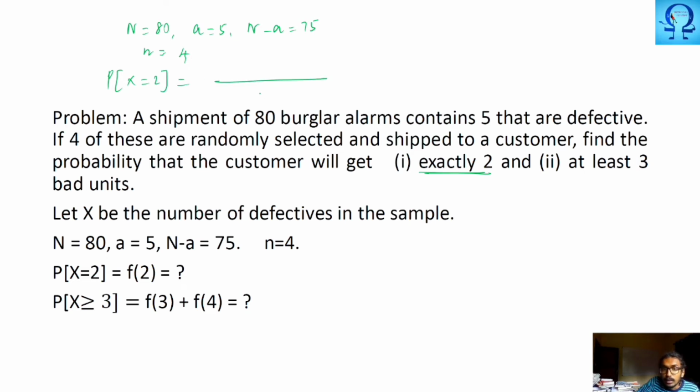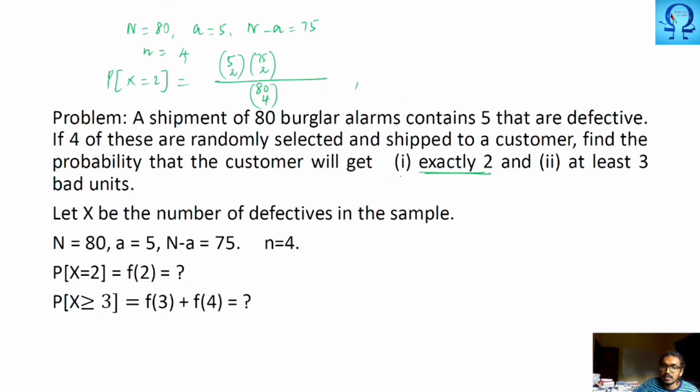Okay, it is what your nCn. Okay, from this 5 you have selected 2. From the 75 you have selected the other 2. So if you find this probability, this is going to tell you exactly 2 defectives.